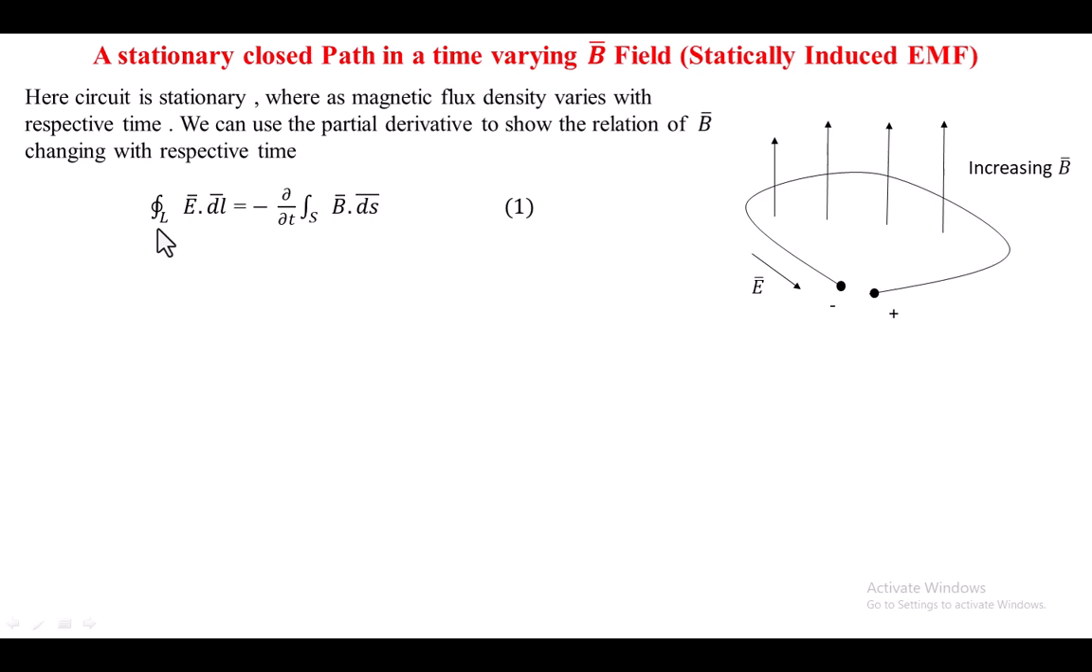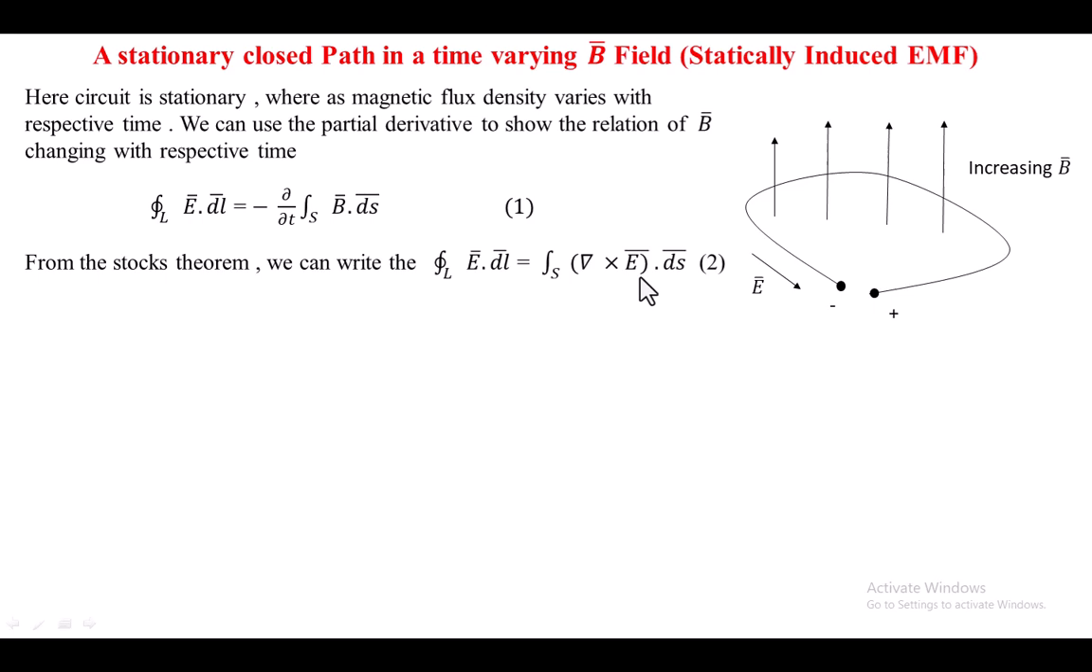Now this equation we can write as the closed line integral of E bar dot dl bar equal to minus dou by dou t of the surface integral of B bar dot ds bar. This line integral we can convert into a surface integral by means of Stokes theorem. The surface integral of curl of E bar dot ds bar equals the closed line integral of E bar dot dl bar.